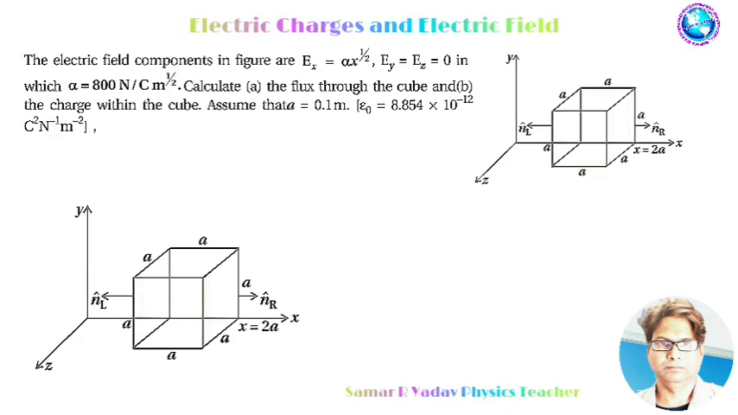The electric field components in the figure are Ex is equal to alpha x raised to 1/2, Ey is equal to Ez is equal to 0, in which alpha is equal to 800 Newton per Coulomb meter raised to 1/2. Calculate A, the flux through the cube, and B, the charge within the cube. Assume that a is equal to 0.1 meter, epsilon 0 is equal to 8.854 × 10^-12 Coulomb squared per Newton meter squared. You can see in the figure.